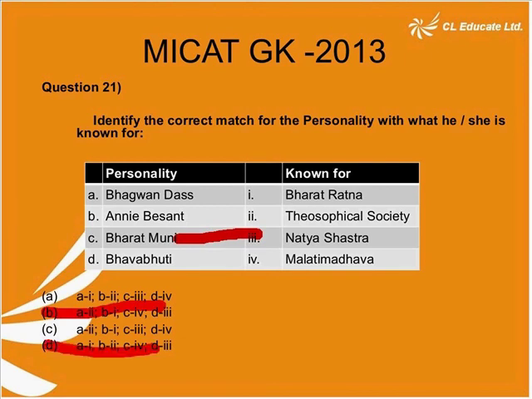Now Annie Besant, founder of the Theosophical Society in India, and one of the, no, she was not actually the founder, but she was one of the main persons in the Theosophical Society, and Bhagwan Das, Bharat Ratna. Gangadhar Tilak was for Home Rule League, and Annie Besant was also for the Home Rule League. So both were famous for Home Rule League, and Blavatsky is the person who was responsible for the Theosophical Society at Adyar near Chennai. So question number 21, the correct answer is A.